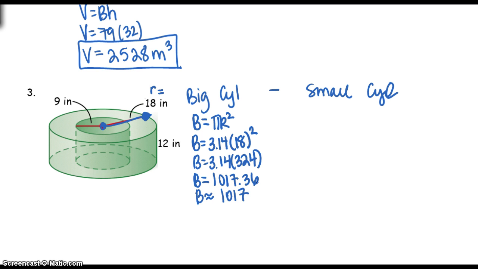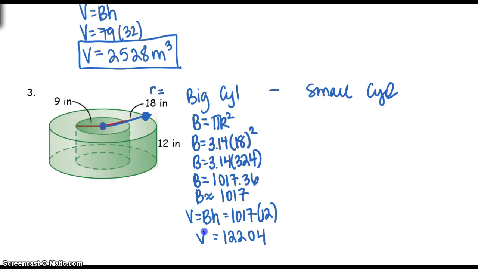We still got to find volume, right? We've only found the area of the base. So volume is area of the base times the height. The area of the base is 1017. And the height of this, I'm just going to call it a toilet paper roll, is 12. So 1017 times 12 is 12,204.